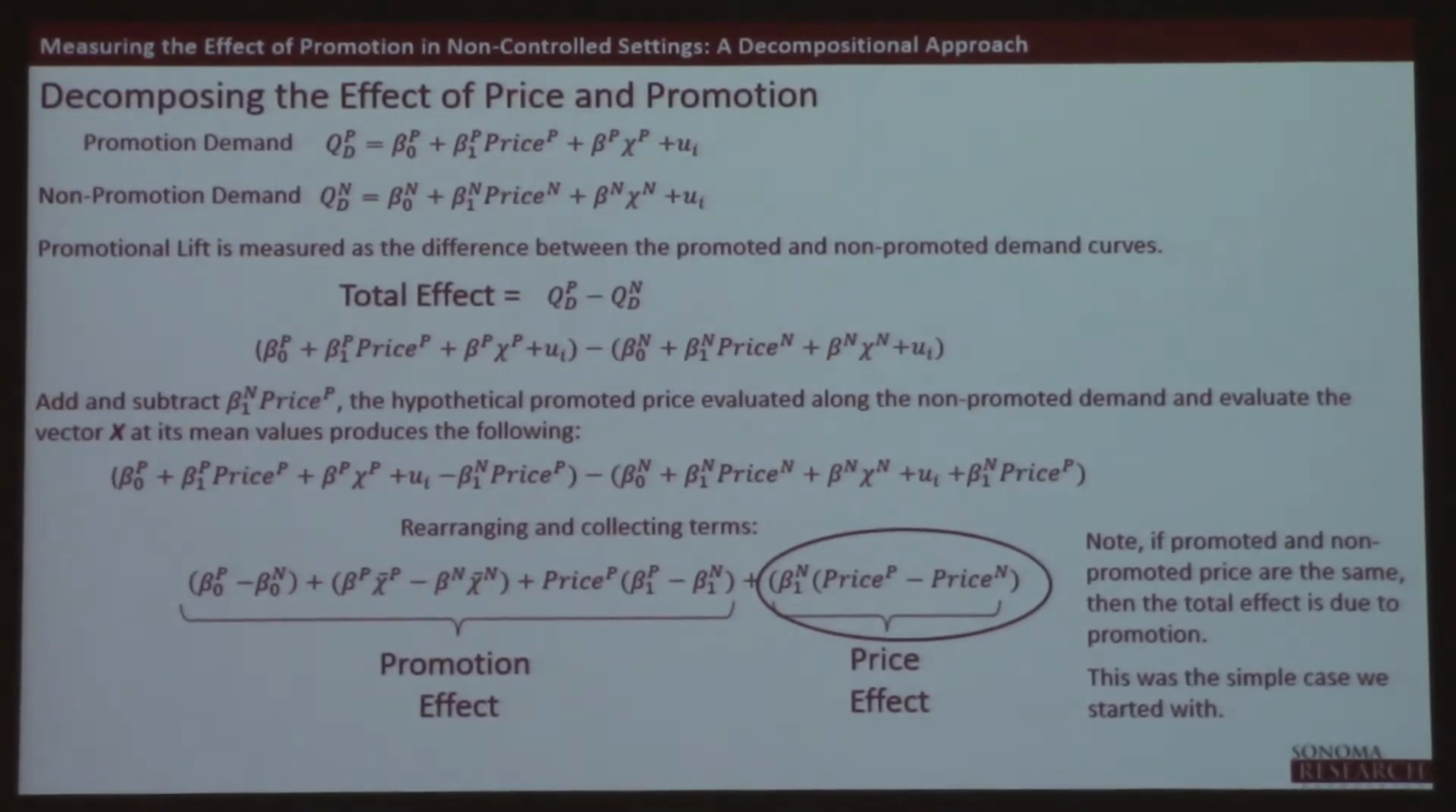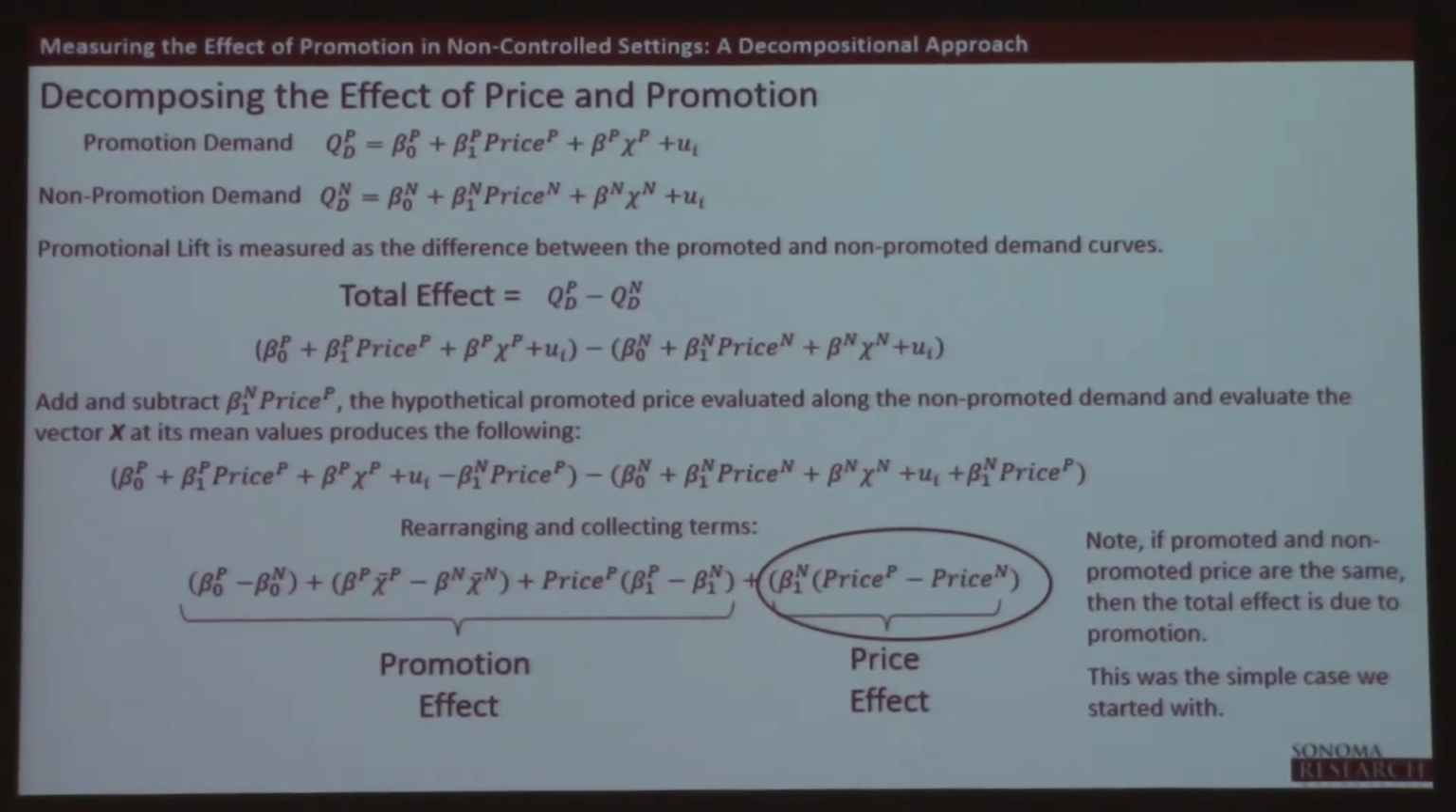So the idea of measuring promotion as this horizontal distance, QN to QP, measuring that is true if two things are right. One, the slopes are the same. And two, there's no price difference between promoted and non-promoted price.